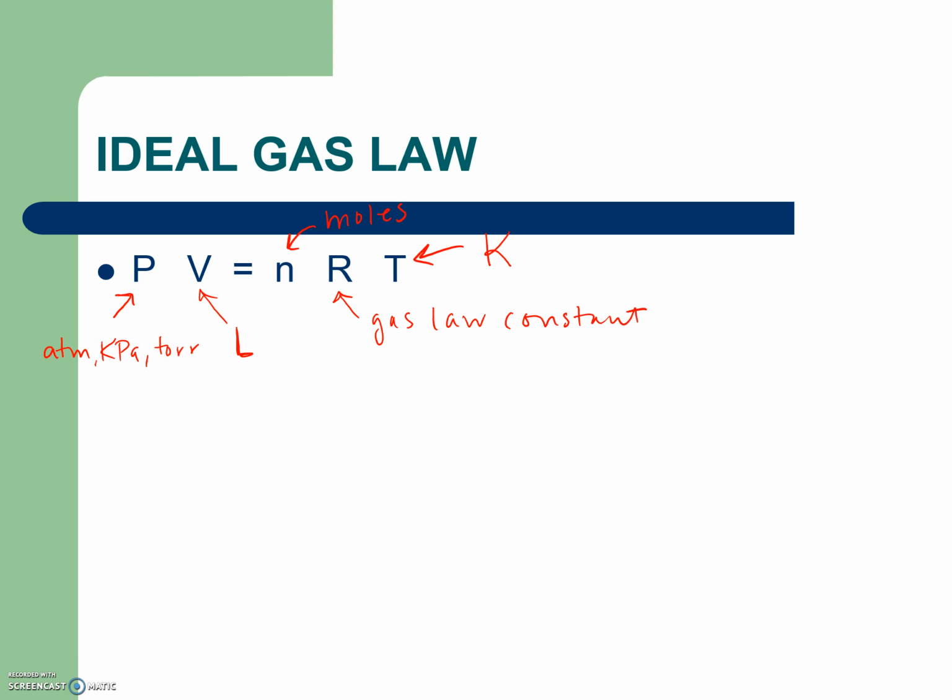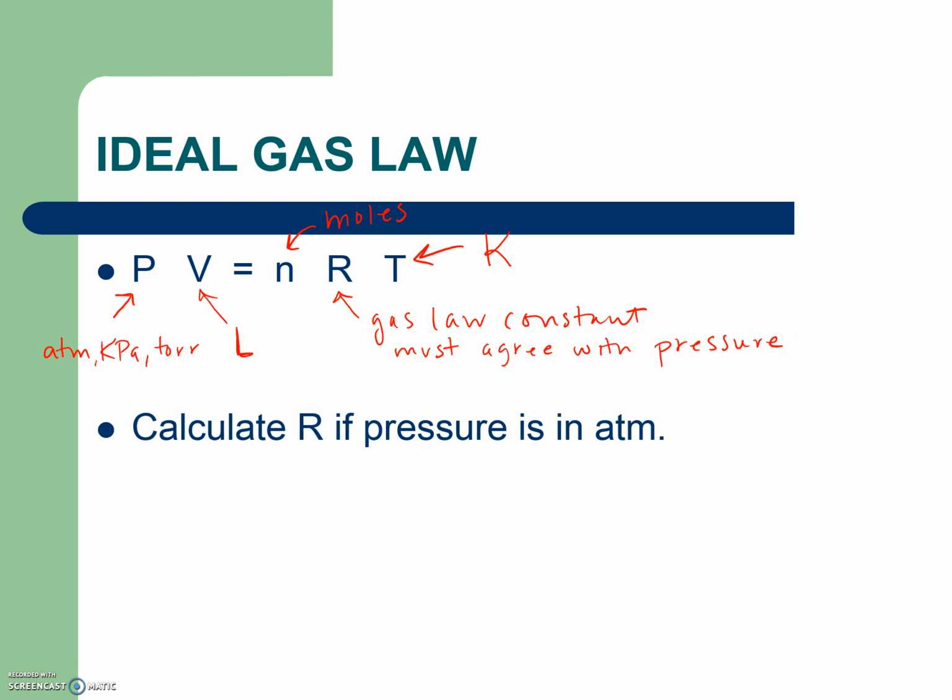And this constant must agree with whatever units of pressure that you use. So it has to agree with the pressure. So we need to calculate R if the pressure is in atmospheres. So we're going to use PV equals nRT. So you can always go back and calculate R if you needed to calculate it, or most people just end up memorizing it, just sort of how you learned 4.184 because we used it so much.